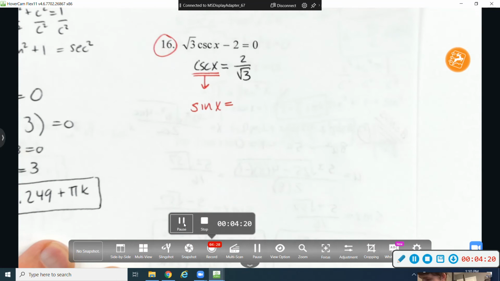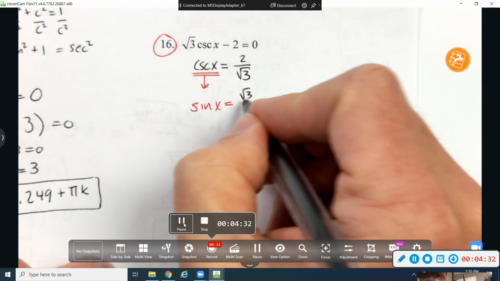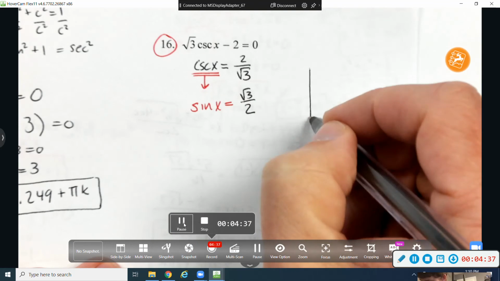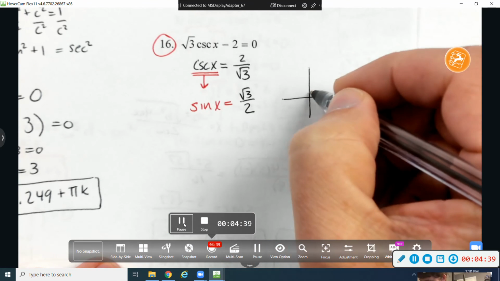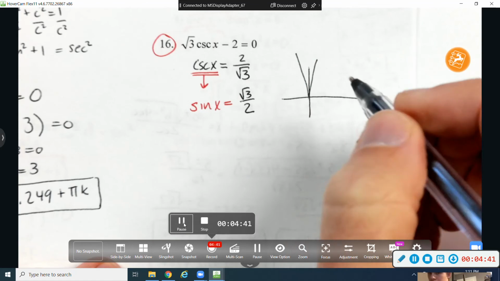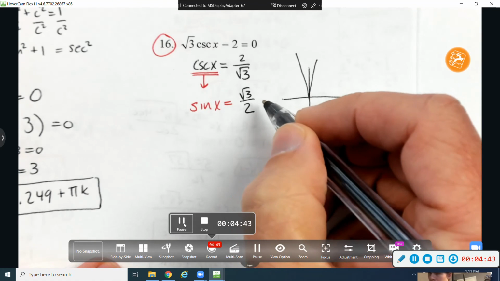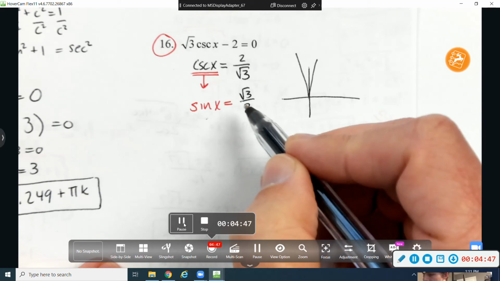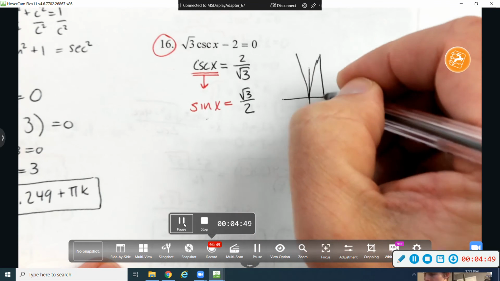And what else do I need to do if I'm going to change cosecant to sine? I'm going to flip the other side because cosecant and sine are flips. So it's like I'm flipping both sides of the equation. So sine equals root 3 over 2. That would be in the first and second quadrant. Root 3 over 2 is the long side, so this means the y side is the long side, so that ends up being the steep angle.